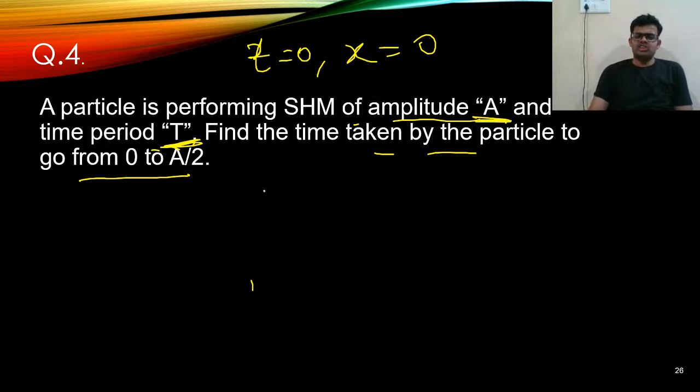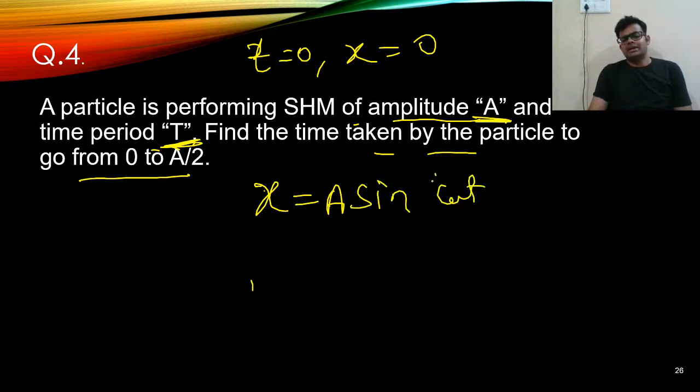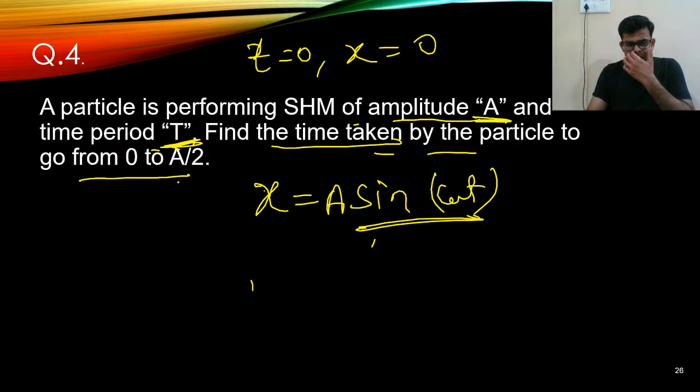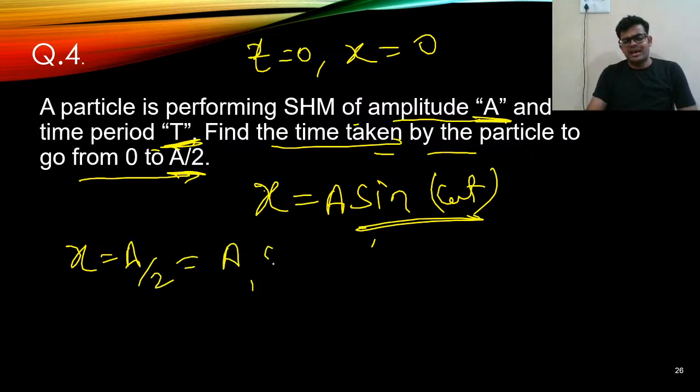So what will be the general equation? The particle is starting from the mean position, so x equals a sine omega t. That's all. This will be the equation. Why? The value of phi is 0, because the particle is starting from the mean position. Now we have to find the time when the particle reaches a by 2. So I will write x equals a by 2, meaning a sine omega t. I am going to write this equation here.